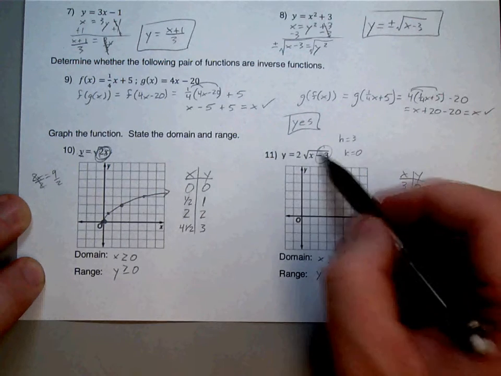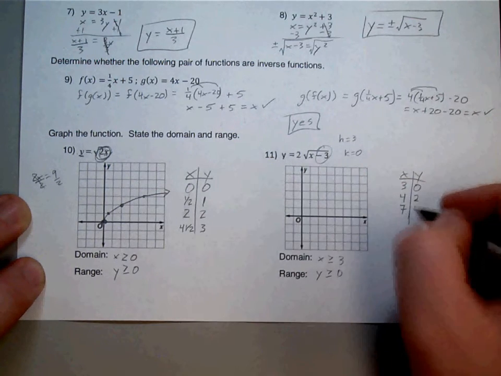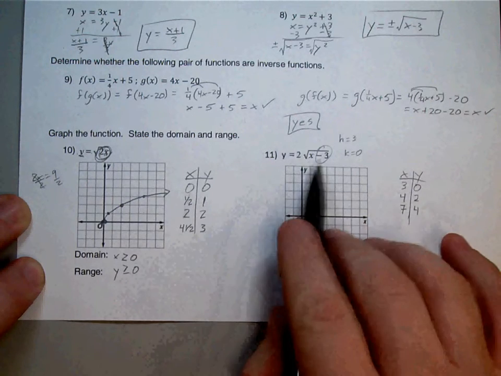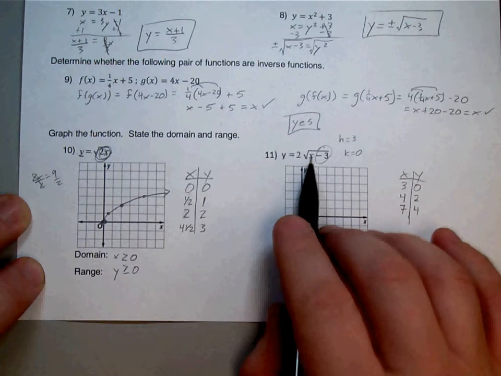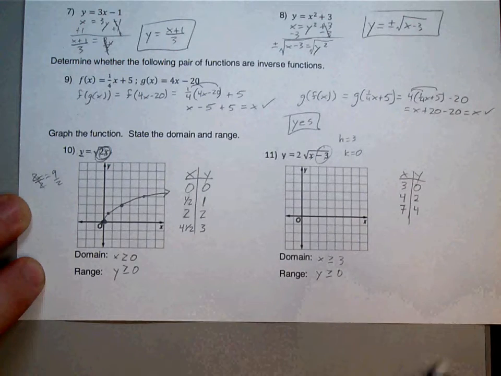7 minus 3 is 4. Square root of 4 is 2. Times 2 is 4. The next number that's nice to square root is a 9. To make a 9 happen, this has to be a 12, because 12 minus 3 is 9. So I can try 12.